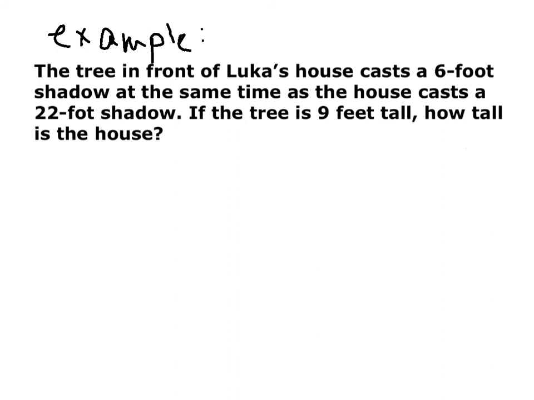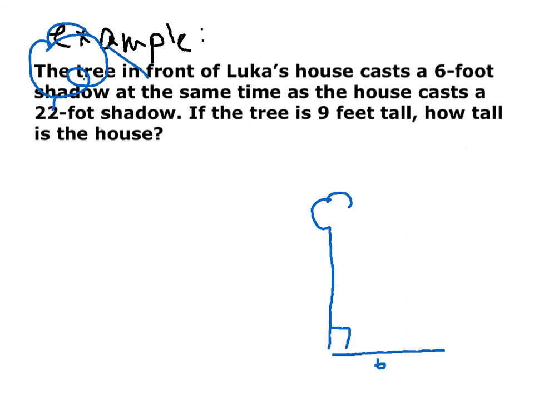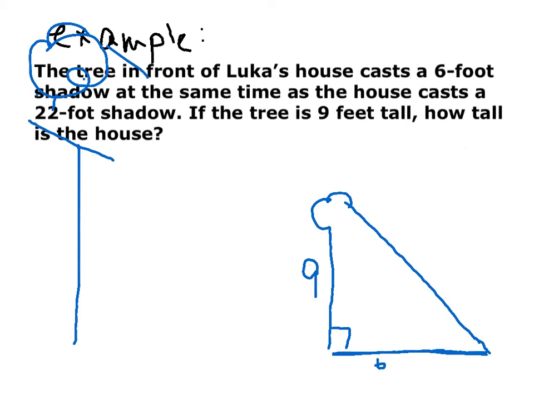Indirect measurement. A tree in front of Luca's house casts a 6-foot shadow. At the same time, there's our 6-foot shadow, 90-degree angle. The sun is over here, rays coming down. That gives us our 6-foot shadow and our 9-foot tree. Doesn't matter that it looks like our 6-foot shadow is longer than our 9-foot tree. My drawings will never be beautiful.